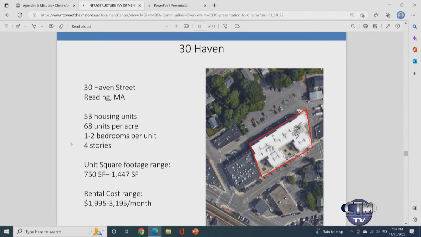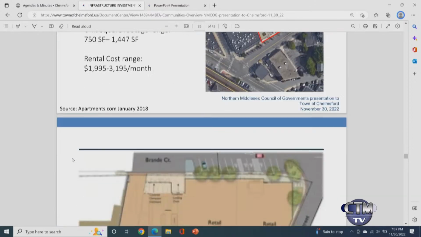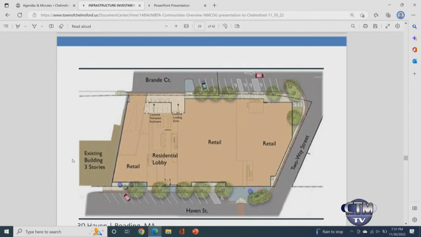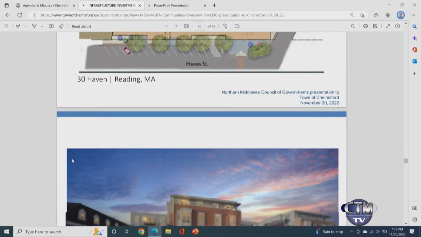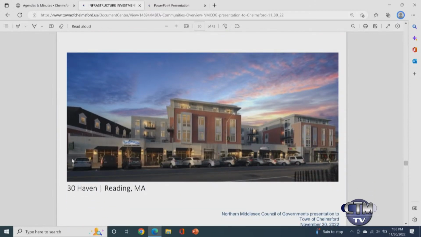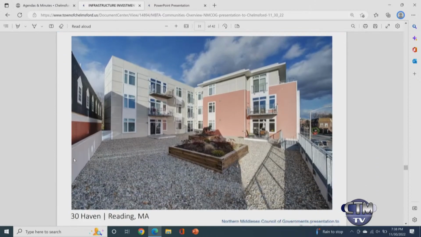30 Haven is in Reading. This is also in their downtown. It's 53 housing units at 68 units per acre. Also rental units that are 1 to 2 bedrooms. This is the tallest of all of them. This is 4 stories. And the square footage range is from 750 to 1,400-ish square feet. Next slide. It shows you sort of the division. It's a mixed-use development. Mixed use is allowed under this law, but you have to also include multifamily housing by right. So that's what it looks like on the ground.